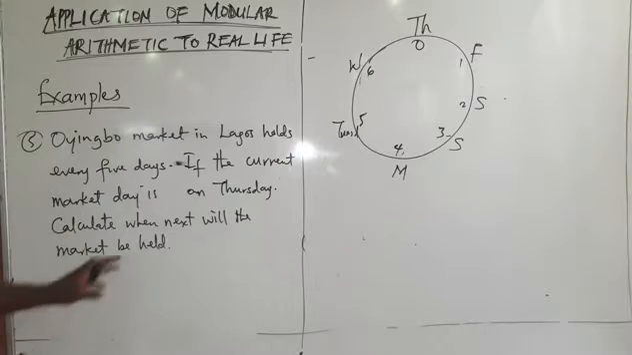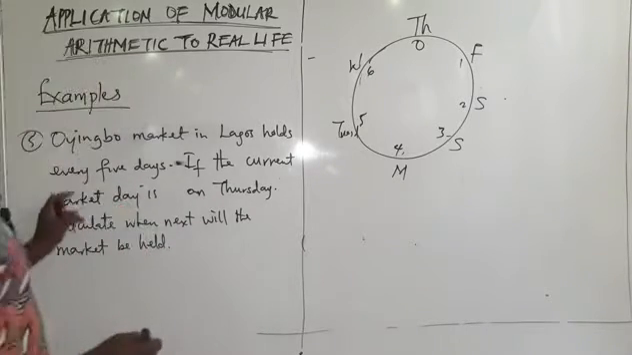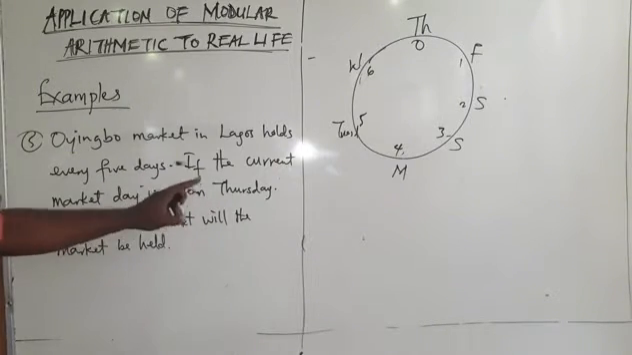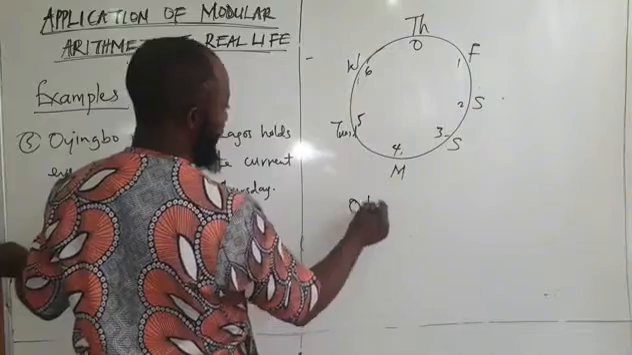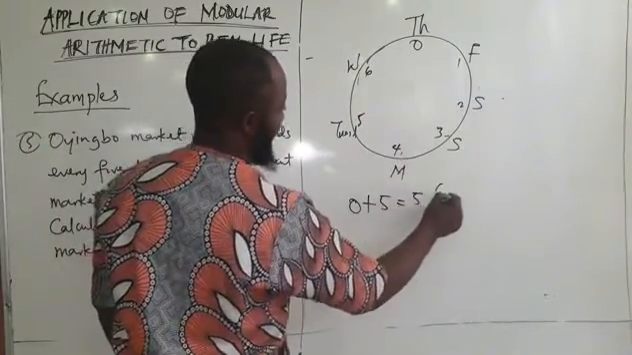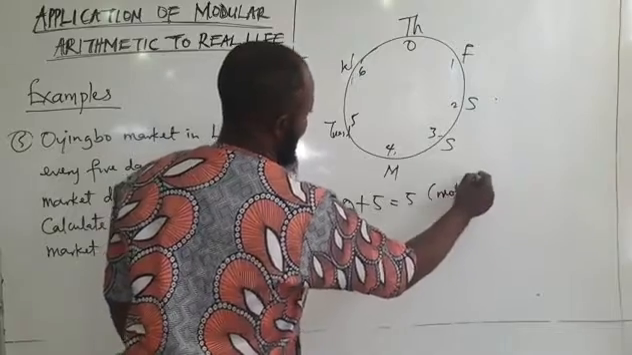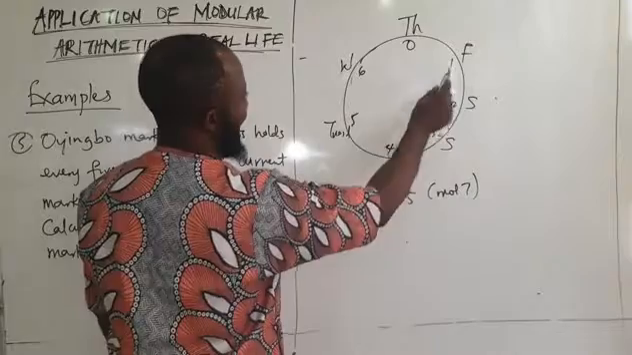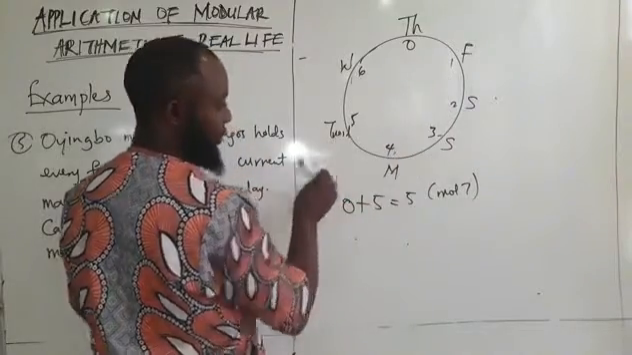Now, if we don't want to use that, we can use modulo to calculate it. So every 5 days, if the current market day is on Thursday, that's 0 plus every 5 days, that's plus 5, and that is 5 in mod 7, which is still below the mod. So if you calculate it, 5 is on Tuesday, which is still correct.